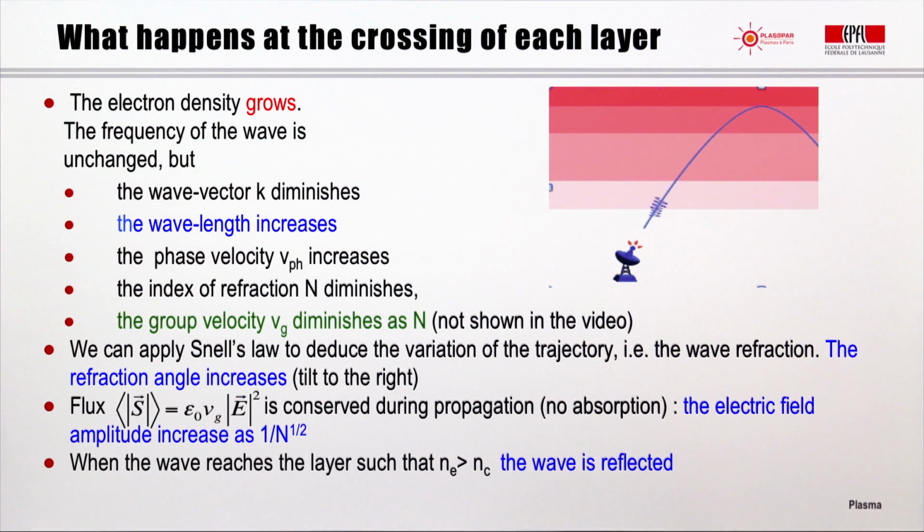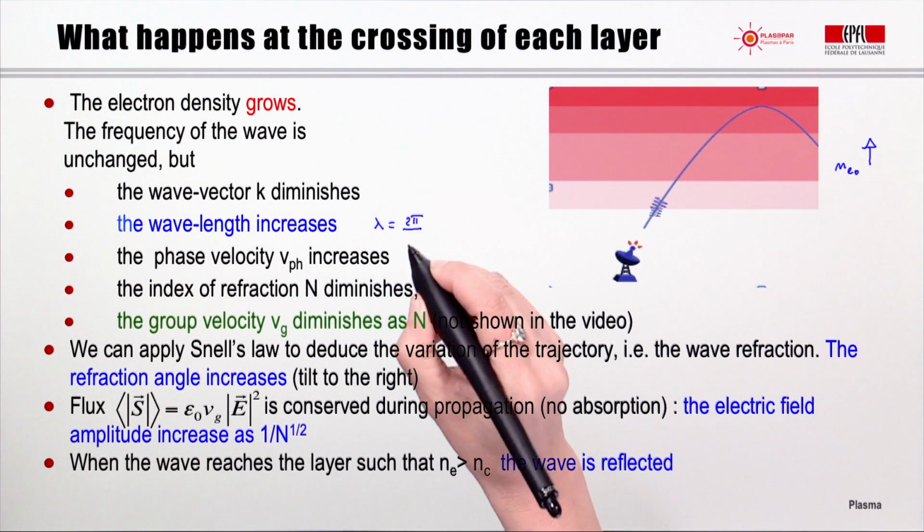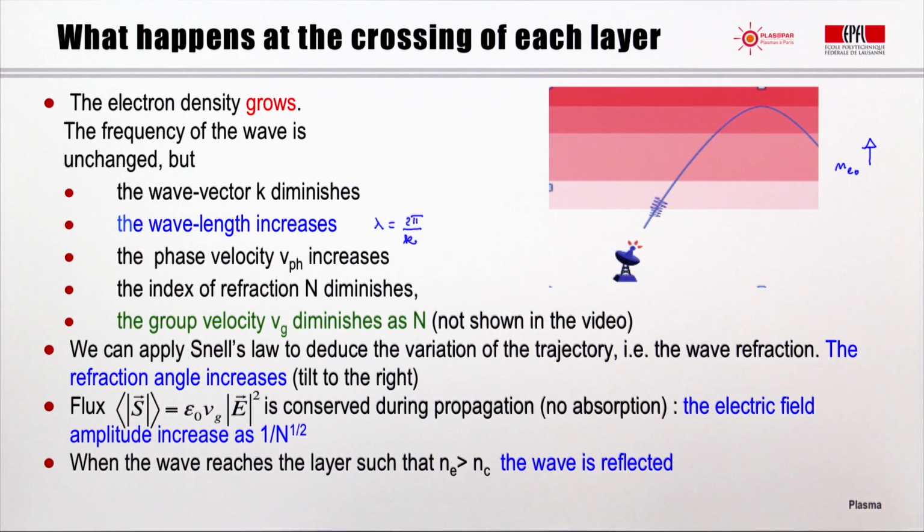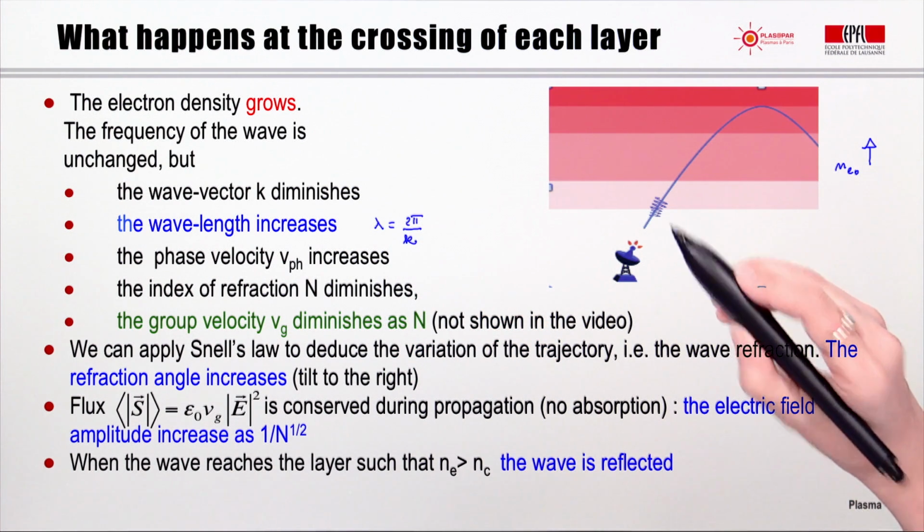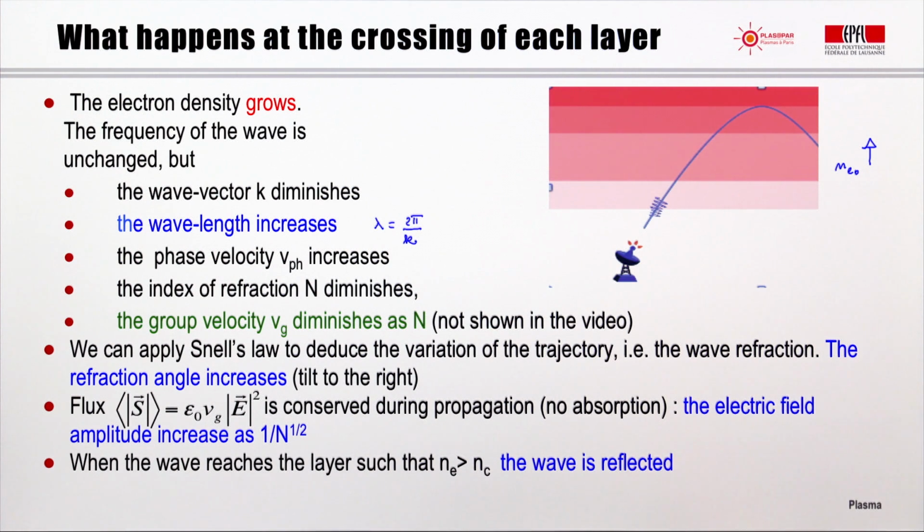We can now discuss the video in more detail. So, as we said, the electron density grows, and the frequency of the wave is unchanged during propagation. However, as you have seen in this lecture, the wave vector diminishes according to the dispersion relation of light in plasma. The wavelength, which is proportional to the inverse of the wave vector, will increase, and this is shown in the image. You see that there is an increase of the wavelength going from one layer to the next.